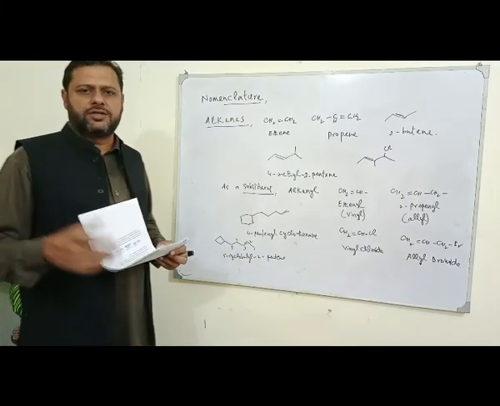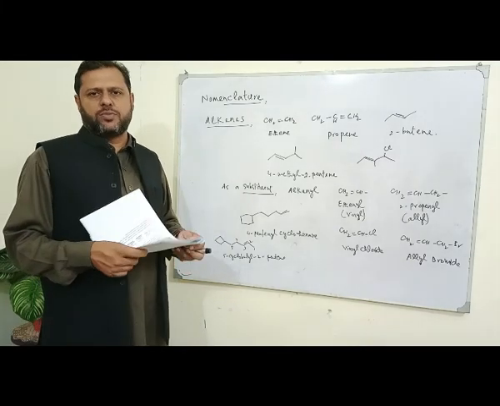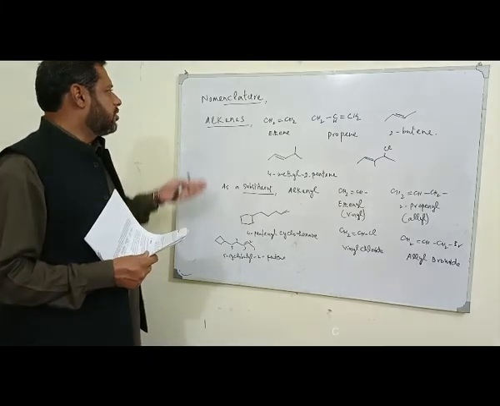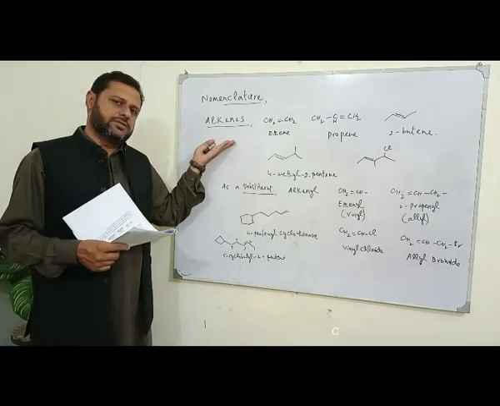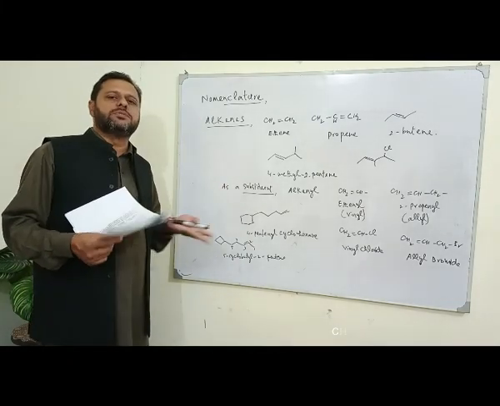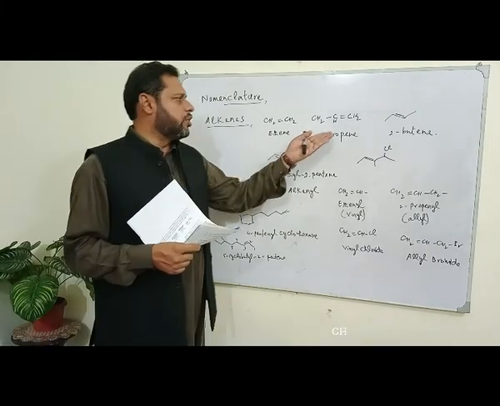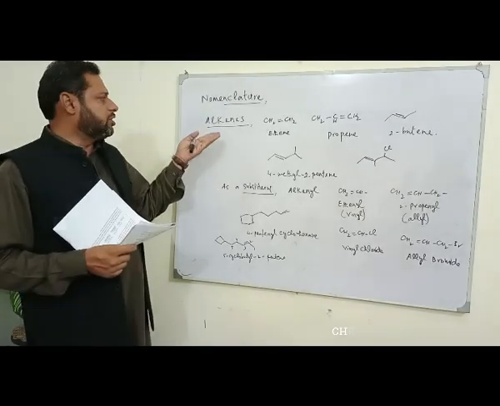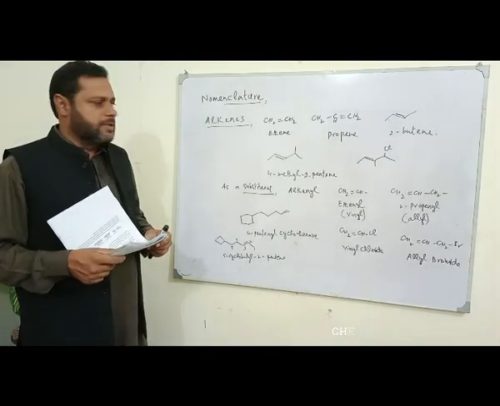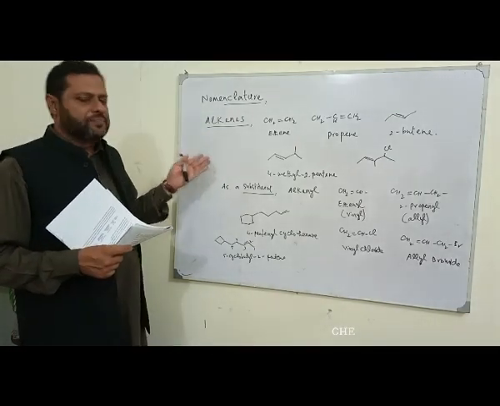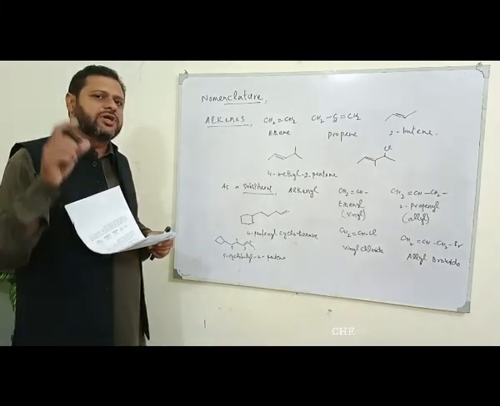So today we will start the second lecture of nomenclature. We will start our nomenclature from the alkenes. The nomenclature of alkenes is similar to alkanes. In this case, we have one or more double bonds in the long chain, so we call them alkenes. We have to select the longest chain which contains the double bond.